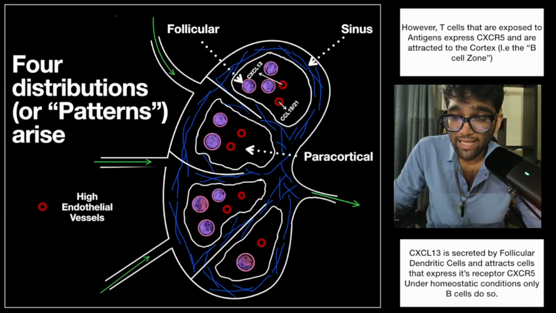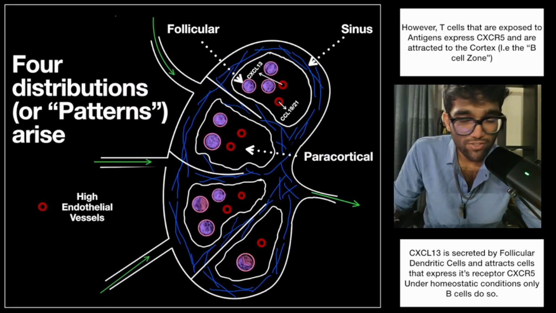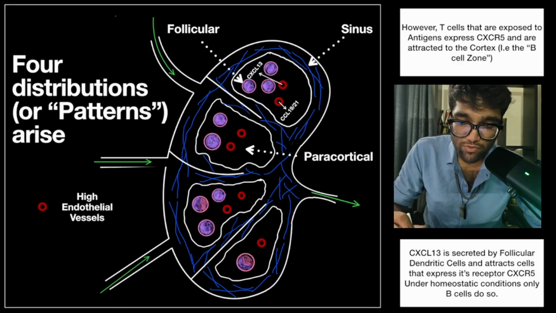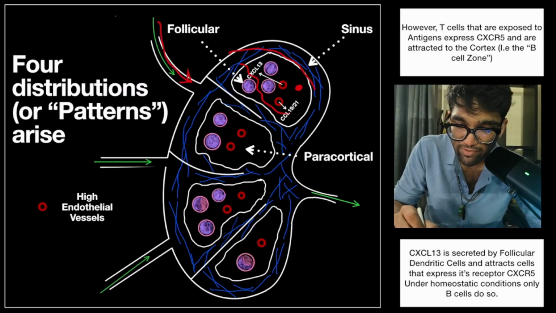So, basically, after exposure to a particular antigen, T cells switch to expression of CXCR5. Okay, and because of that, they get attracted towards the cortex. Now, you have a T cell, say somewhere here. Lymphatics are draining into the lymph node. They're passing through the sinuses. They're passing in between the cells here.